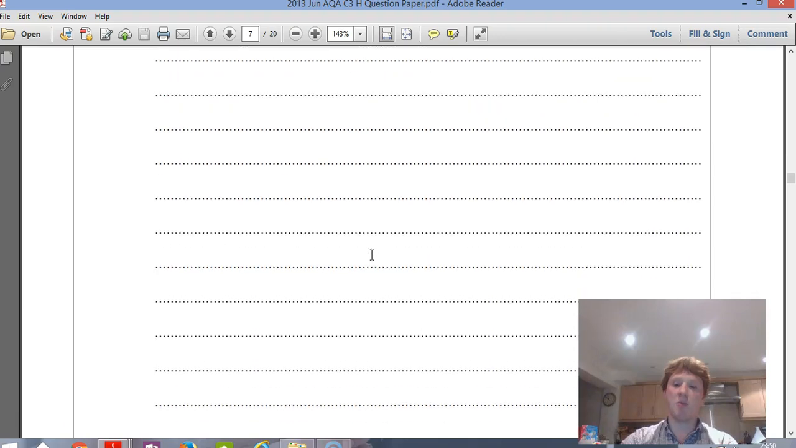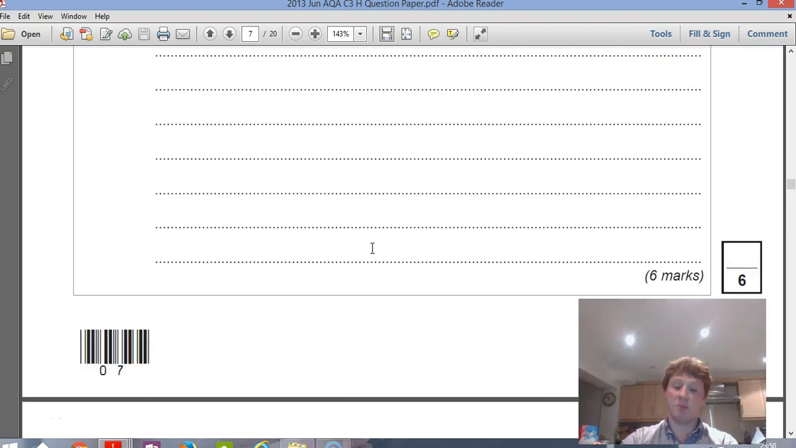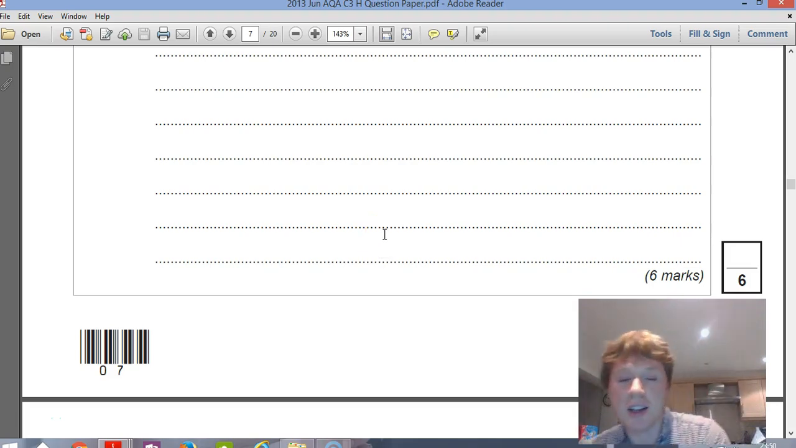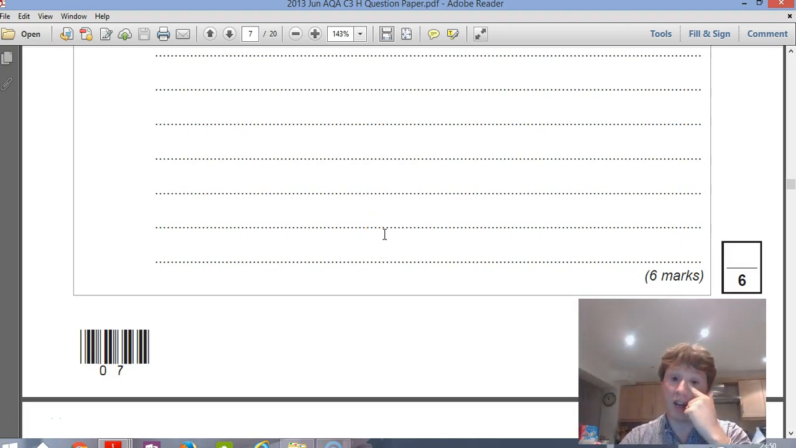So, this is a 6 mark question. You've got lots of space. It's not asking you to do any titration calculations, which you can't because you're not given any volumes or concentrations. So off you go.